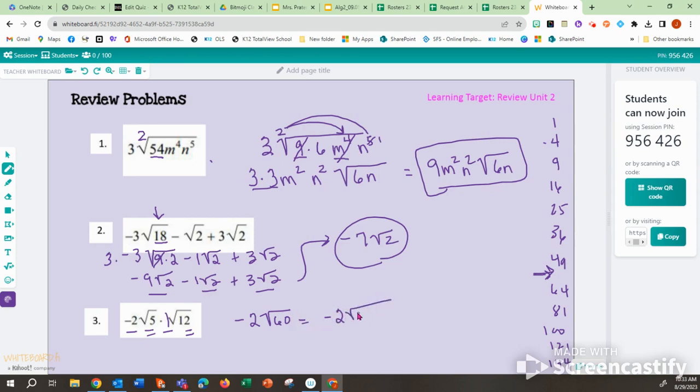So 60 is going to break down into 16, not 16. I have 16 on my brain. 4 times 15. I'm going to take the square root of the 4. 2 is going to come out. And so that leaves me with 2 times the negative 2 that's already out there. 15 stays under the square root. 2 times negative 2 is negative 4. And then 15 is simplified. There's no other factors, nothing that will divide into 15 that are perfect squares, and 15 is not a perfect square. So that would be my answer for number 3.